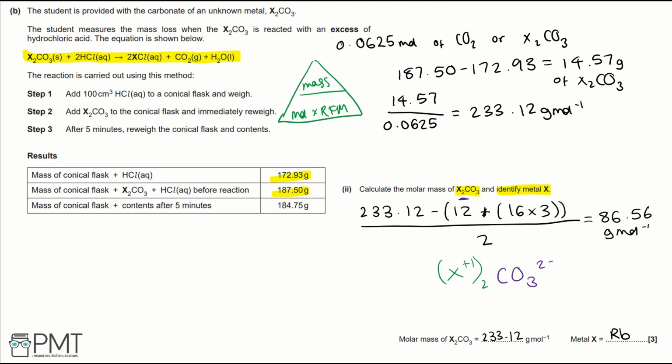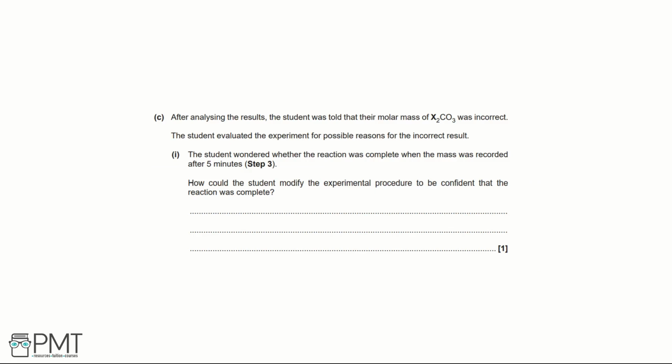Then, to get the 3 marks for this question, you get a mark for working out the moles of your carbonate, you get a mark for working out the molar mass of your carbonate, and then you get a mark for identifying metal X as rubidium. Part C. After analysing the results, the student was told that their molar mass of X2CO3 was incorrect. The student evaluated the experiment for possible reasons for their incorrect result.